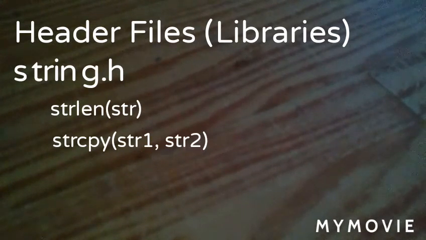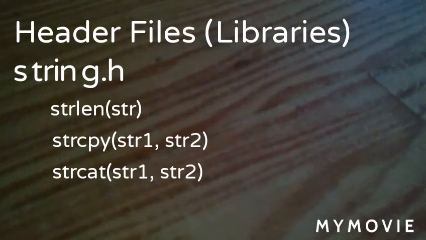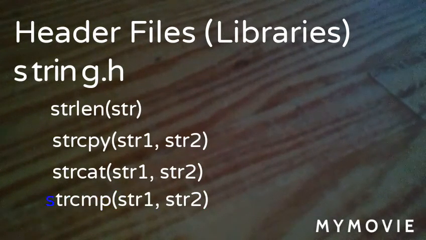Next one is strcat. Also 2 parameters. This appends the value of str2 to str1. Cat means concatenation. Then next is strcmp, or compare. This compares the value of str1 and str2. It returns 0 if both are equal and any other integer otherwise.